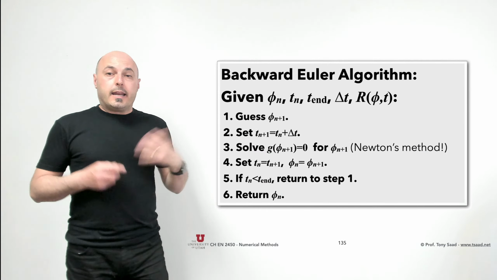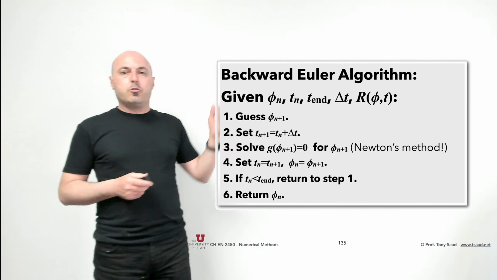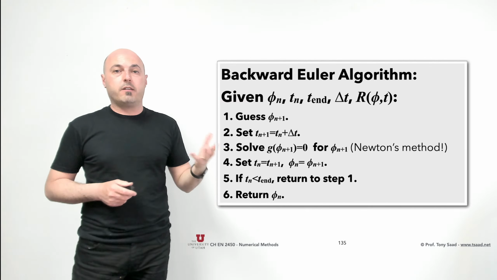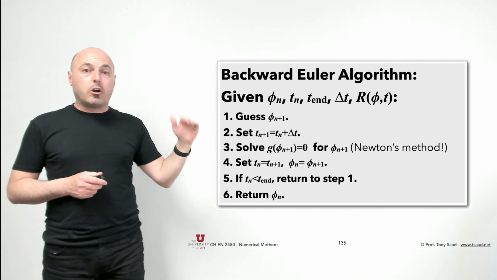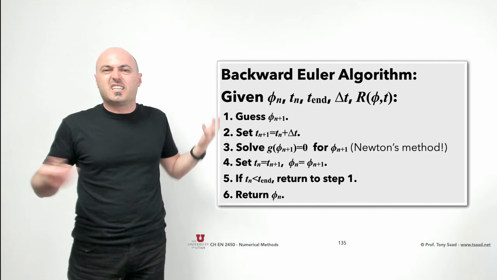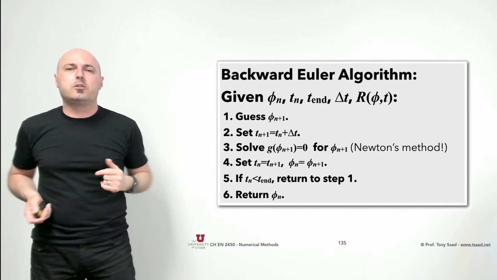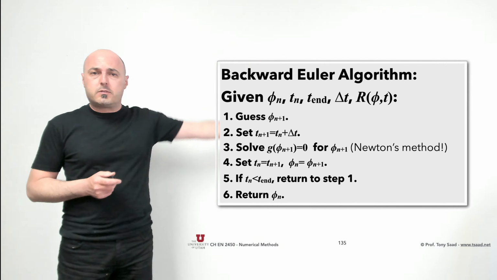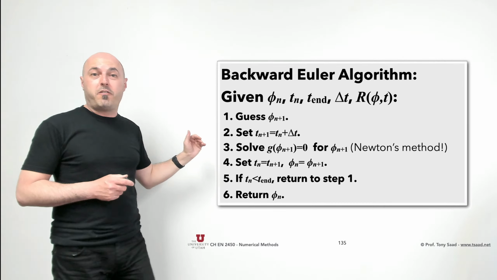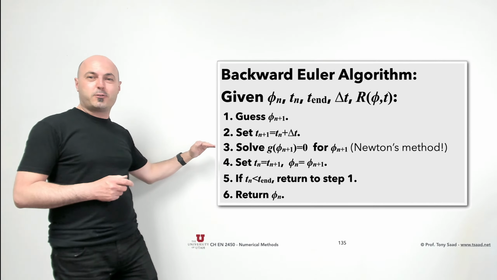An algorithm for the backward Euler is that you're given a current state at n, you know phi n, you know tn, you know your time step size, and you know the formula for the right-hand side. You start with a guess for phi n plus 1. Typically, you say phi n plus 1 is equal to phi n. That's my initial guess for the nonlinear solver. You set that tn plus 1 is tn plus delta t. You solve for the residual function g of phi n plus 1 equals 0 using Newton's method. So this would be an fsolve over here.